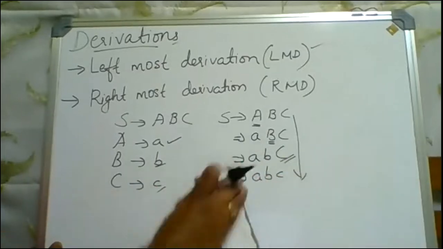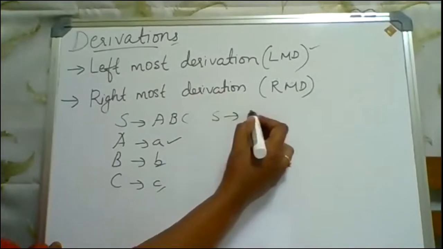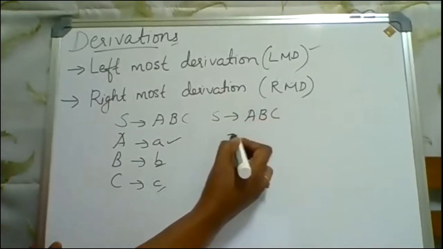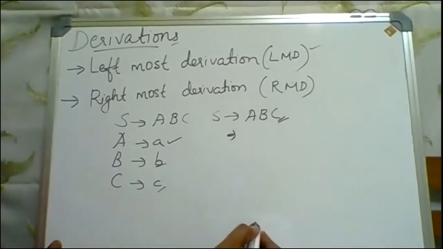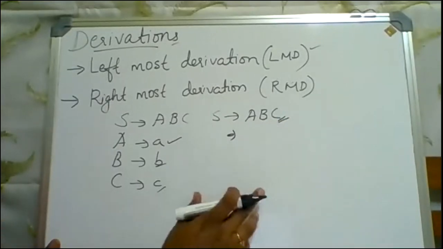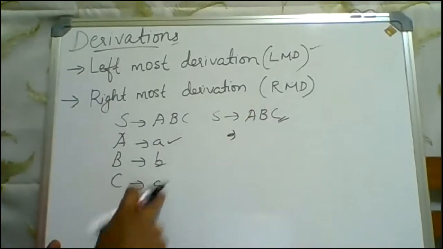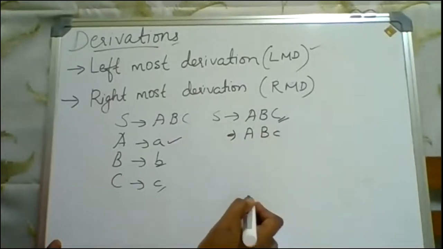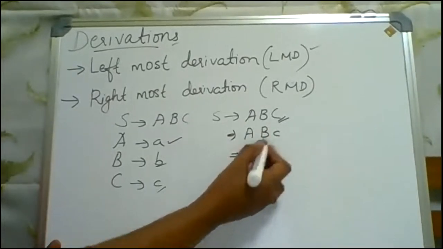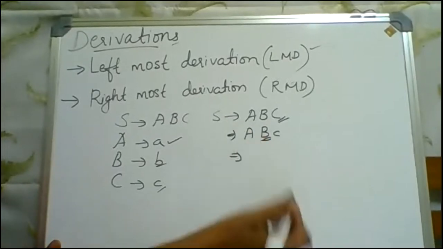The reverse is rightmost. For the same grammar, let us start with S deriving ABC. Here we need to identify the rightmost variable. C is the rightmost variable, so in the first step we replace the variable C with its production. In the next step, you need to identify the next rightmost variable. In this case, B is the rightmost variable.